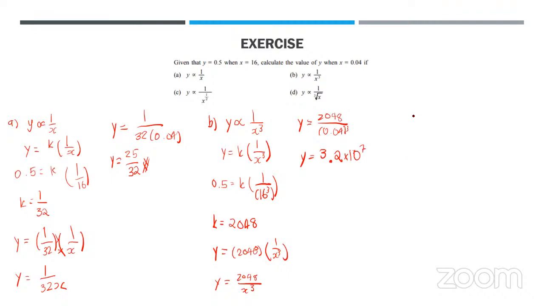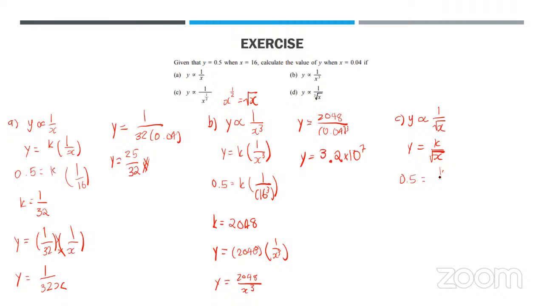Okay. So now let's look at C. Y is inversely varied to x to the power 1 over 2, or as we all know, when a number is raised to the power 1 over 2, we know that is the same as square root. So first of all, we can rewrite this as y varies inversely to the square root of x. Now we can do our usual tactics and sub in the values.